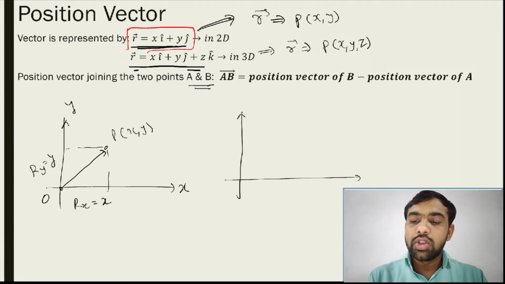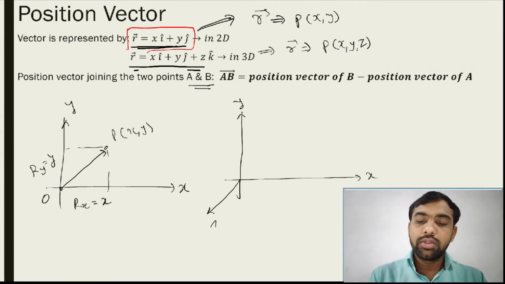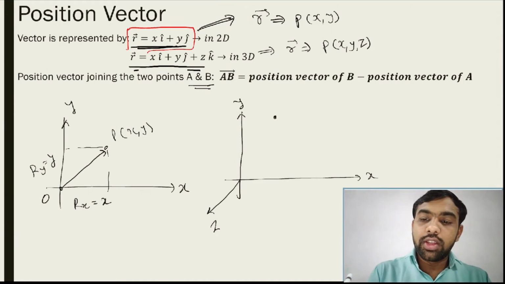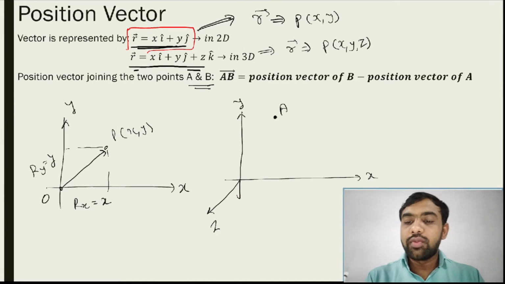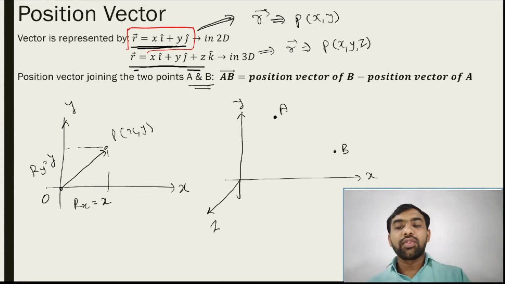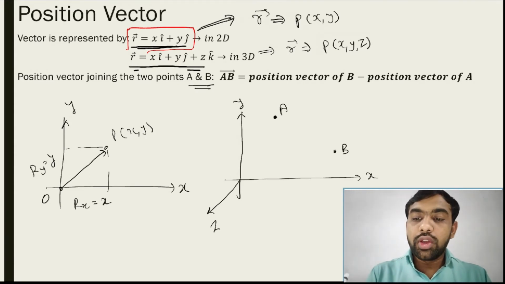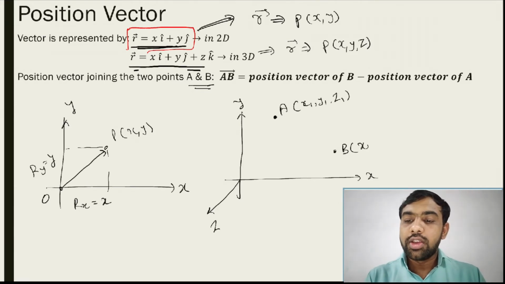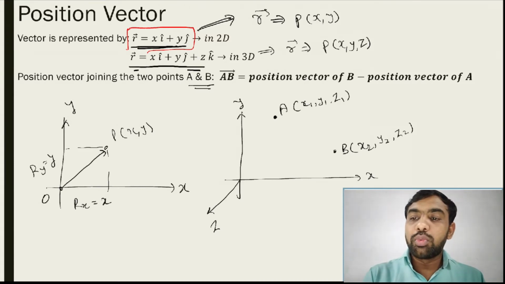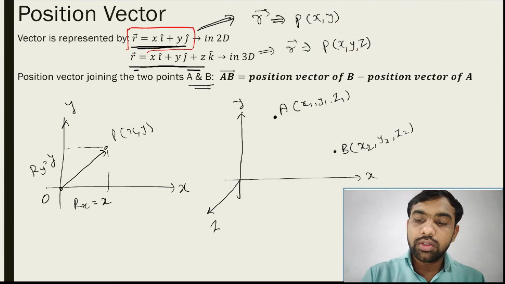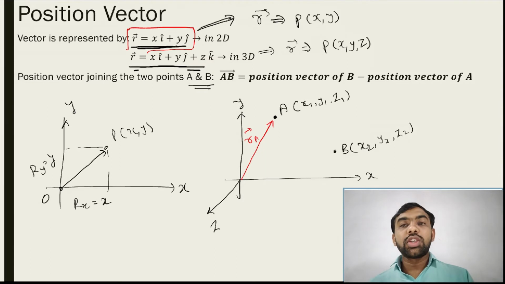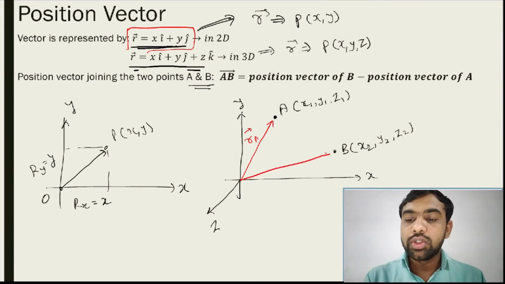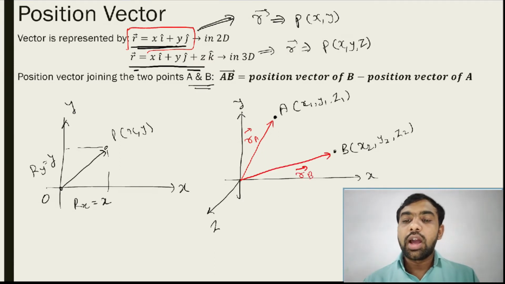Now consider the position vector joining the 2 points A and B, so we understand it properly. Suppose x, y, z axes. A is somewhere here and B is somewhere here. A is considered (x1, y1, z1) and B is considered (x2, y2, z2). So the position vector of A is Ra, and the position vector of B is Rb.